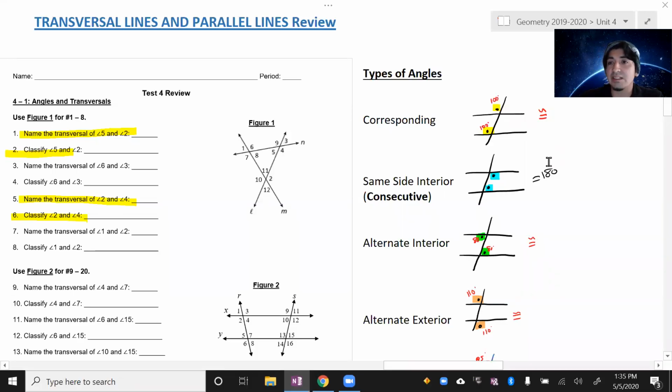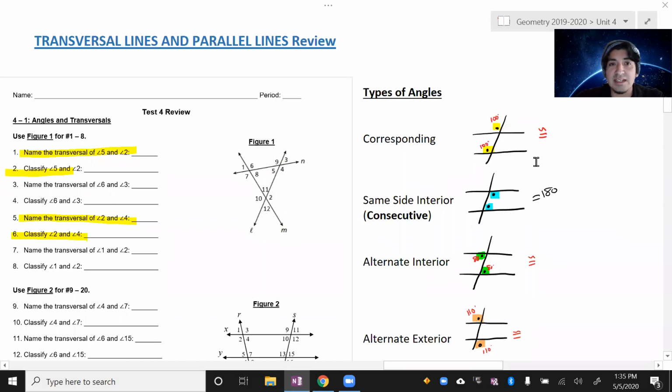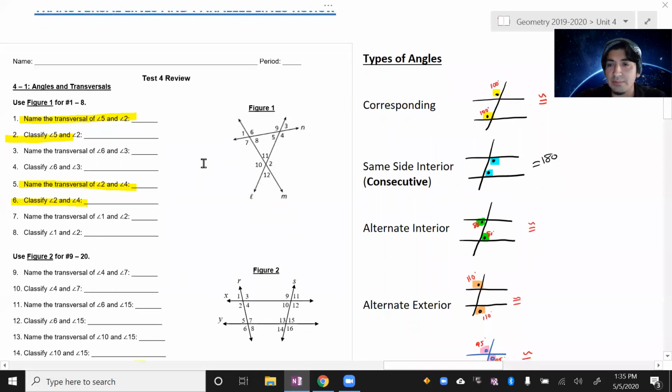In this video, what we're going to talk about is transversal lines and parallel lines, and this is just simply the review over this whole entire unit. If you saw the previous two videos, then that's great. It should have helped you out, hopefully, and if you need a little bit more practice, then I made this one along the way. So it's going to be a total review over a little bit of everything, okay?